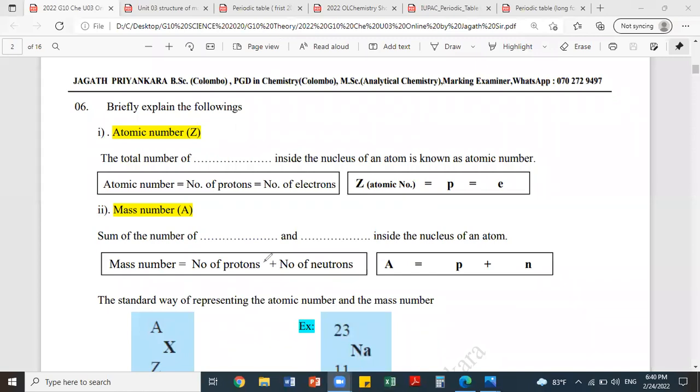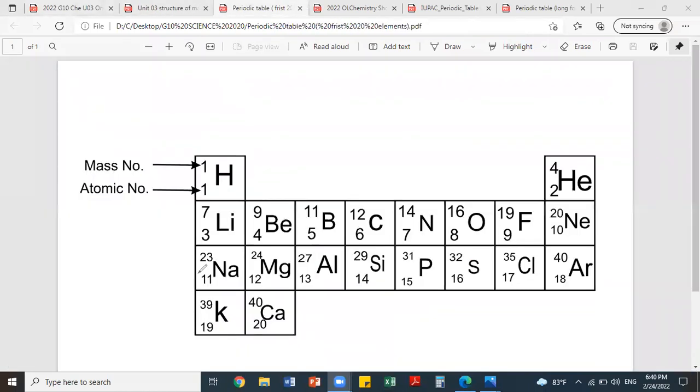Right. The next one, mass number. If I further explain this, if you can take a screenshot of this periodic table even, I'll take one example here, sodium. Sodium, how many protons? 11 protons. How many electrons? 11 electrons, like that. So it's equal. So this atomic number is 11.